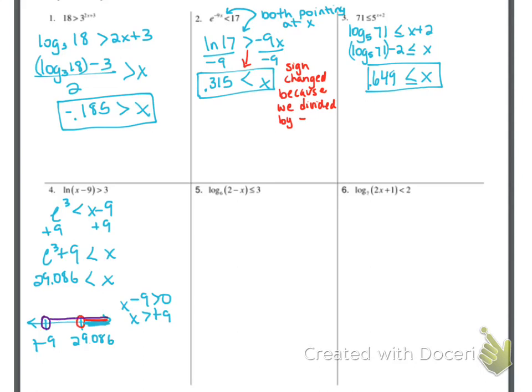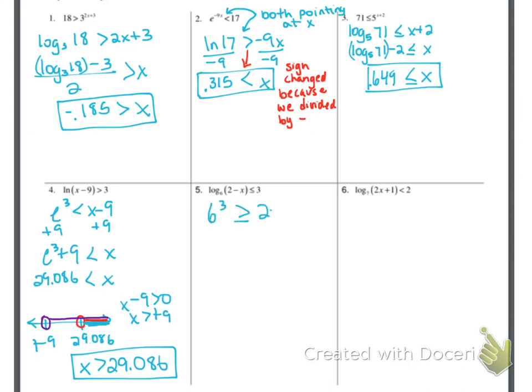So x is greater than 9, and x is also greater than or equal to 29.086. In this case, they're both greater than, which means I need to find the part where both places overlap. So in this case, it is x is greater than or equal to 29.086. Okay, so it's not in between them this time. It has to meet both criteria, and the only place that does that is greater than 29.086.